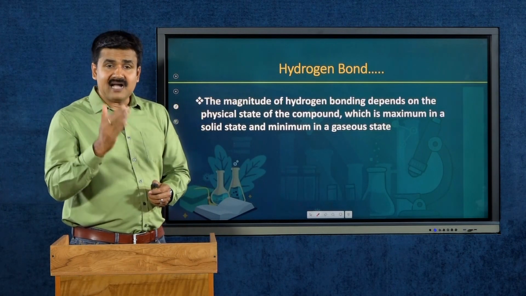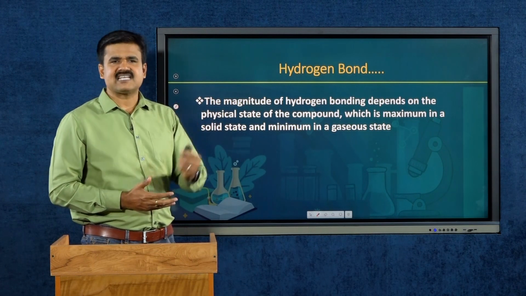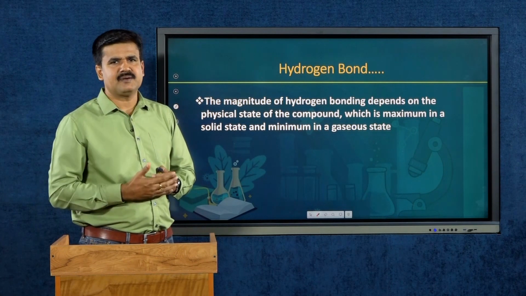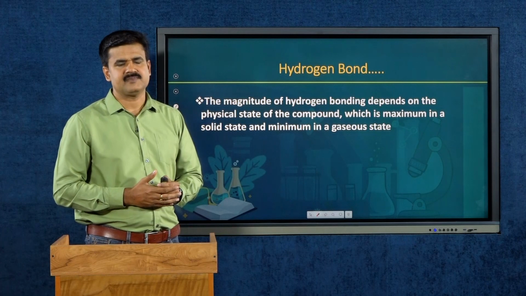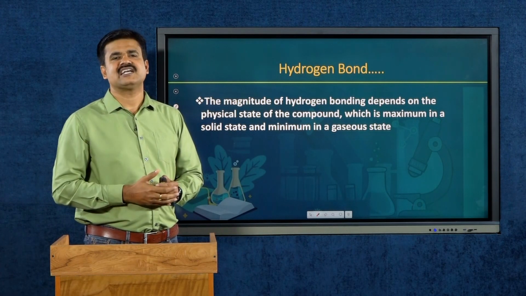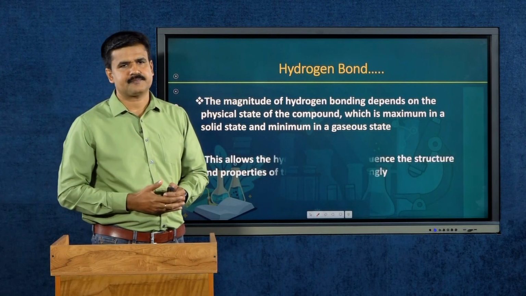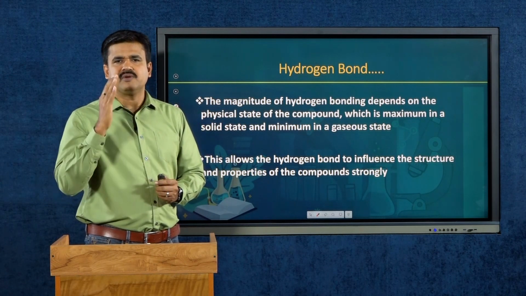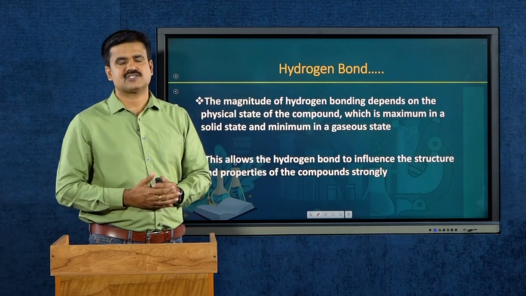Now, the magnitude of hydrogen bonding depends on the physical state of the compound, which is maximum in the solid state and minimum in the gaseous state. So, in the solid state, the magnitude of the hydrogen bond is highest. In the gaseous state, it is the least. Hydrogen bonding strongly influences the structure and properties of compounds.